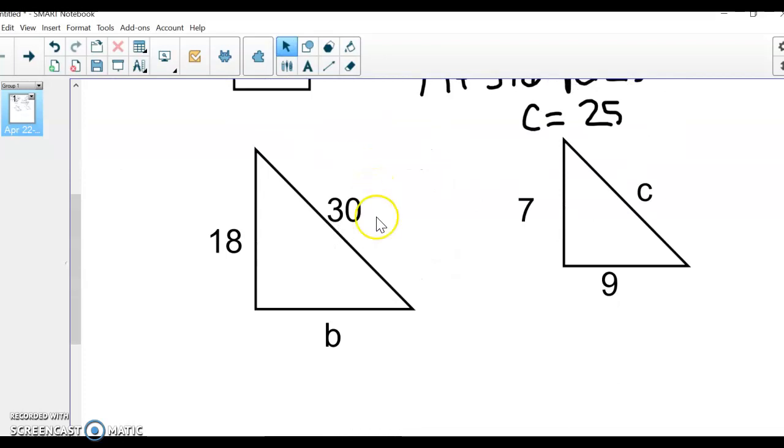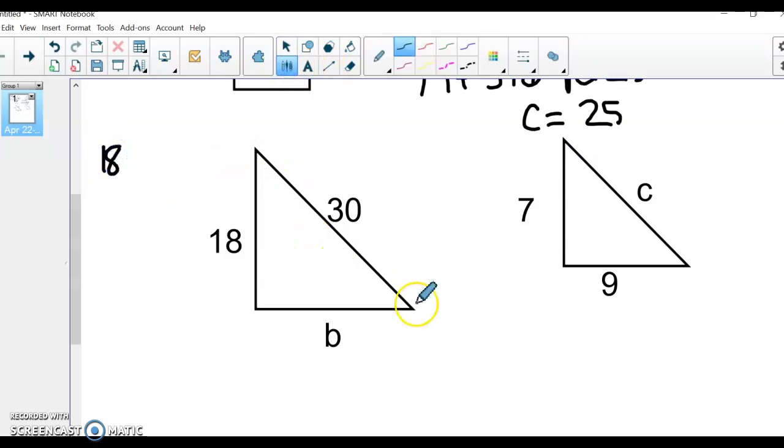Okay, then we can have another situation where you are finding the side length not of C. So in this situation, we kind of work backwards. We're going to have 18 squared still. Once again, our long side is always going to be our c value. So it's 18 squared plus b squared equals 30 squared, because this time we have our c value, but we don't have our b value, which is another one of our short legs.